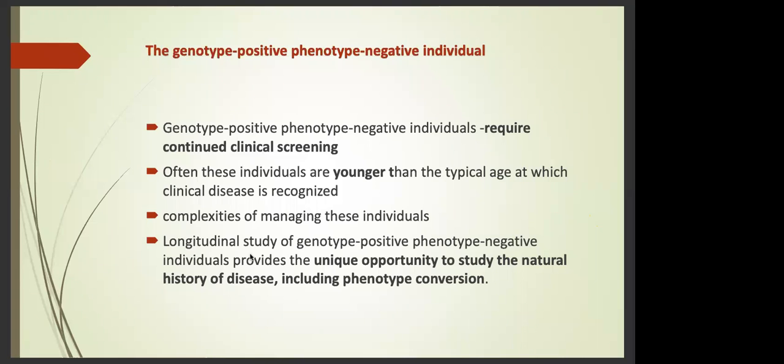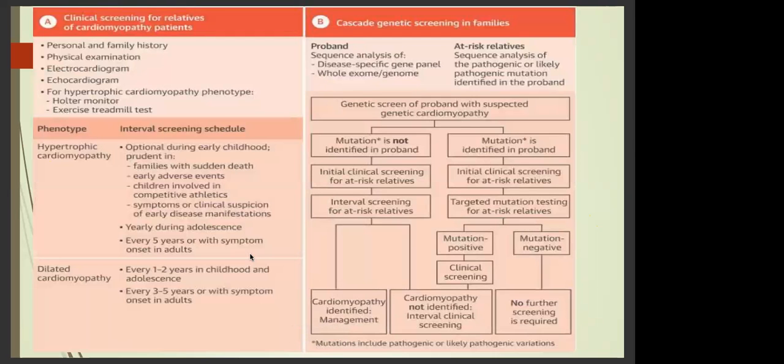So that's why, as we can see, genotype-positive, phenotype-negative individuals are also present. For them, what you can do is just clinical screening. Most often these patients are pretty young, and yes, they can be complex to manage. The longitudinal study of genotype-positive, phenotype-negative individuals provides a unique opportunity to study the natural history of disease, including phenotype conversion. This is again a beautiful chart which shows, right from the clinical screening, how they should be screened, and for what parameters they should be screened as well.